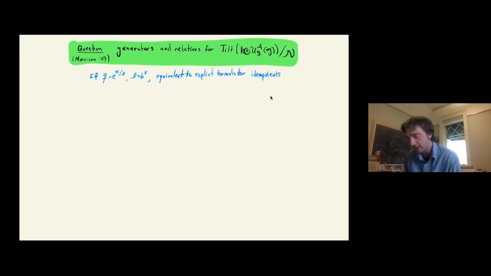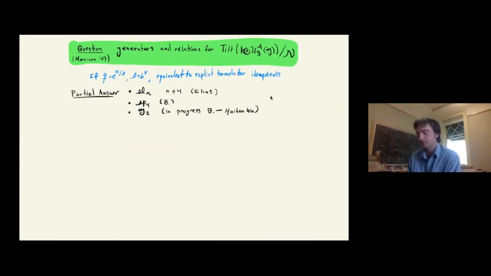This is something that Ben Elias also thought about for SLN and has proven. He's found all the idempotents in this category for n less than or equal to 4.